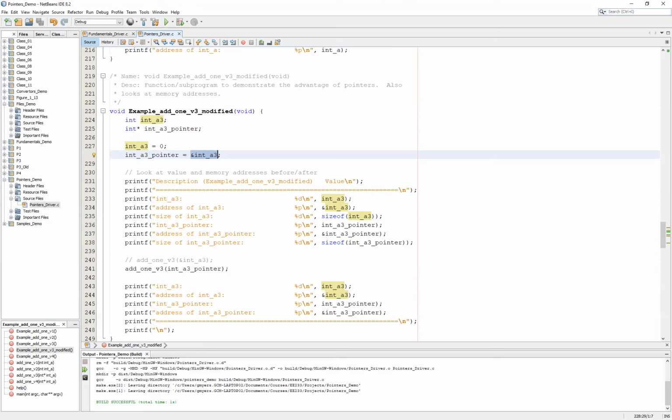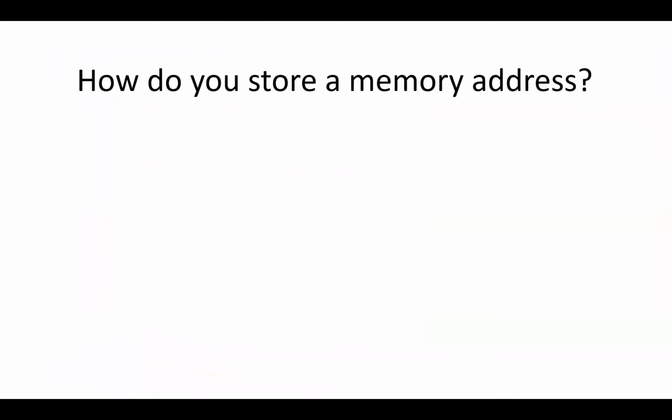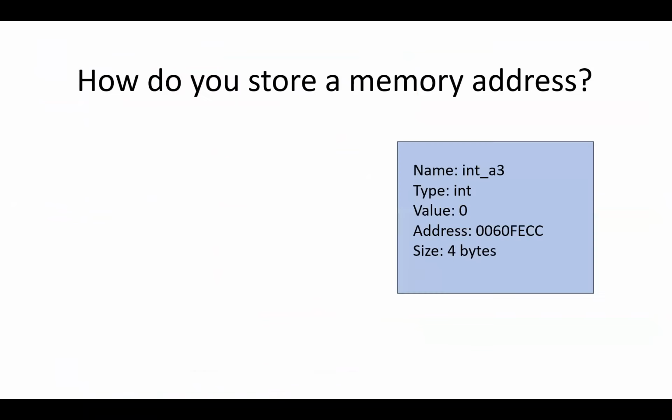And so what I'd like to do for just a second is to help you understand what that's supposed to look like and how you store a memory address. Well, first we're going to look at a single variable, our int_a3. It is of type integer, and we are assigning a default value to it of 0. And we can also get the memory address. In other words, we can discover where in memory this variable is located.